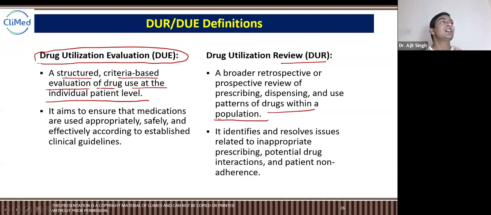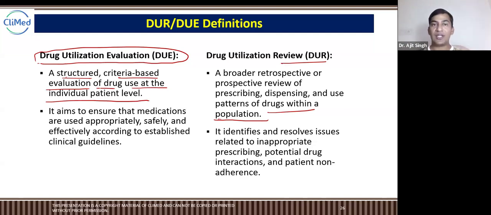So drug utilization evaluation is at the individual level, and definitely a structured criteria-based evaluation. Criteria-based evaluation means there will be an entire protocol prepared according to what type of study we are going to do, what type of drug utilization evaluation, for what purpose, with what objectives, what methodology, what outcomes we are looking for, and what our hypothesis is. Based on that, we will prepare the protocol of DUE, and then we will conduct the DUE.